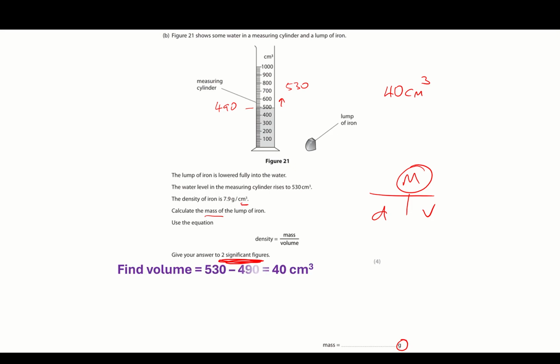So first part, find the volume. So 530 is the new volume. It started at 490. Don't be lazy and read 500. That's 40 centimetres cubed. Now we want the mass. Mass equals density times volume. So put all that in as 7.9 and 40 equals 316 grams. But it wants it to two significant figures. That 6 is going to round that up to a 2. Done.